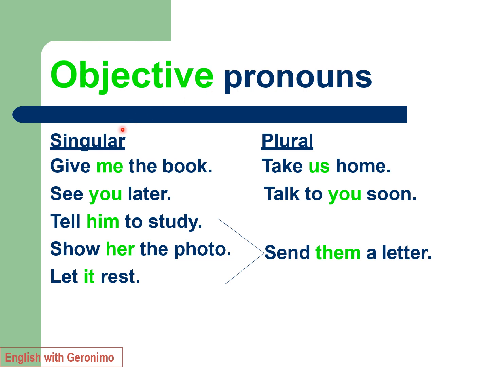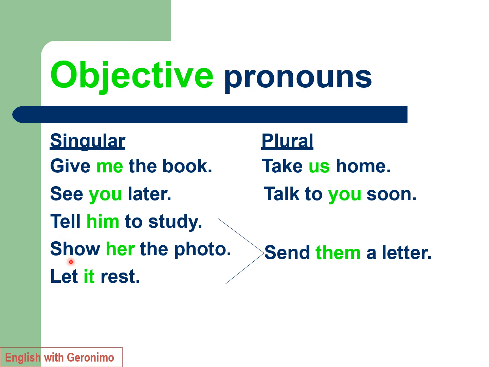Now let's have the singular pronouns first. Number 1, give me the book. So me here is our objective pronoun, which is the receiver of the action give. Next, number 2, see you later. Now you here is our objective pronoun, which is the receiver of the action see. Number 3, tell him to study. Him here is our objective pronoun, which is the receiver of the action tell.